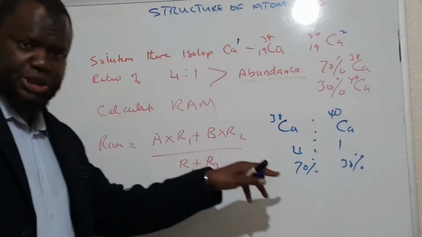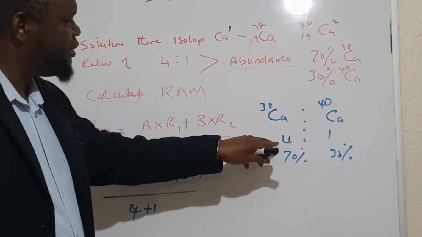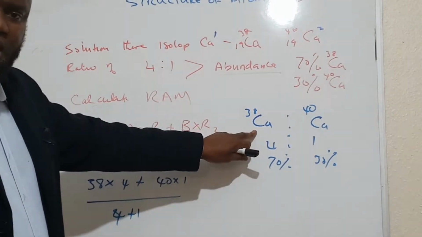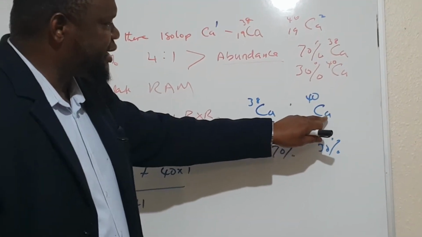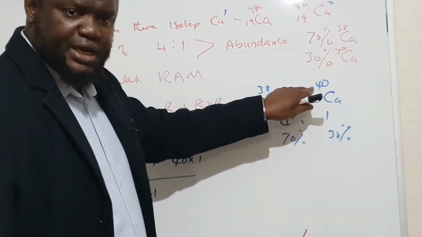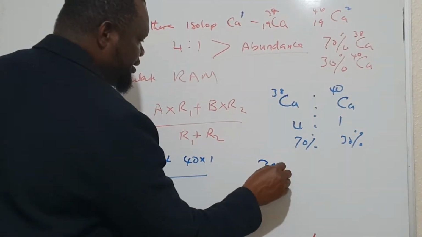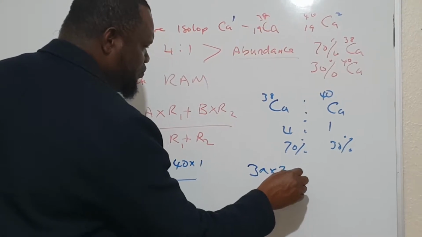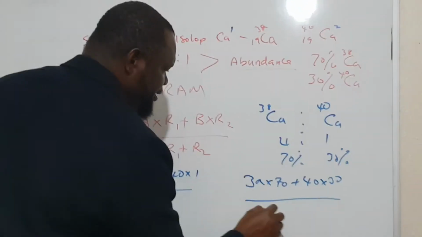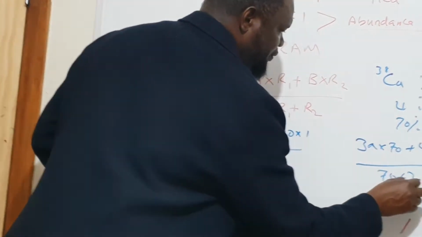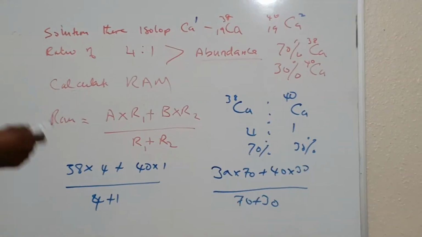That means in the solution there is 70% of calcium isotope Ca38, but 30% of calcium isotope Ca40. So you are just finding the average of the two. You can either say here 38 times 70 plus 40 times 30, divided by 70 plus 30. This is basically the average, isn't it?